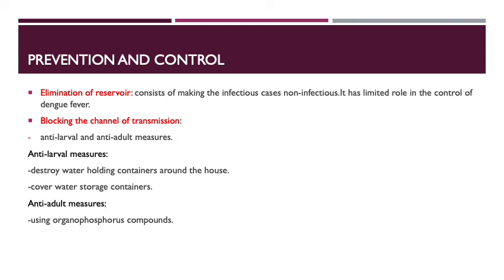Coming to prevention and control, firstly is the elimination of the reservoir, and it consists of making the infectious cases non-infectious. However, it has a limited role in the control of dengue fever. Secondly is blocking the channel of transmission. It includes anti-larval measures and anti-adult measures. Anti-larval measures include destruction of water holding containers around the house and covering the water storage containers. Among the anti-adult measures, we have use of organophosphorus compounds.